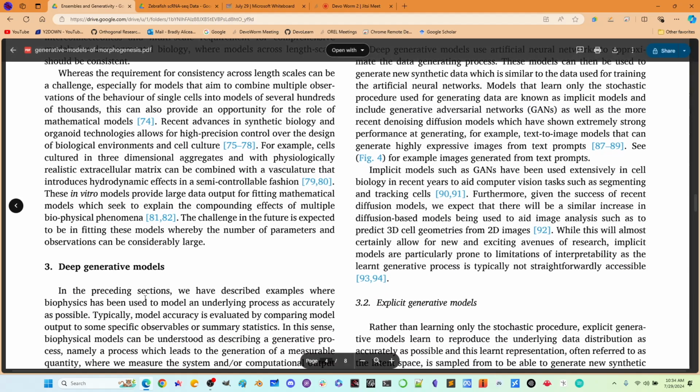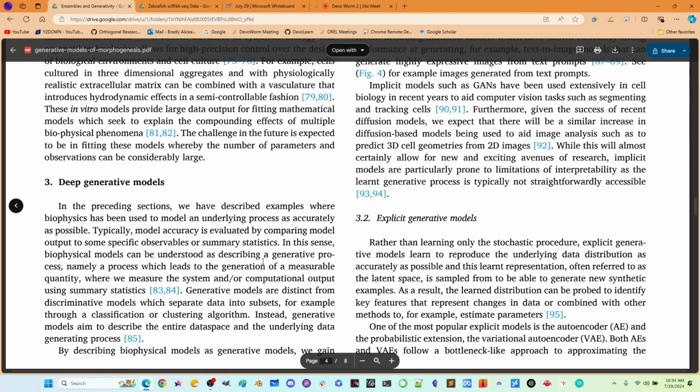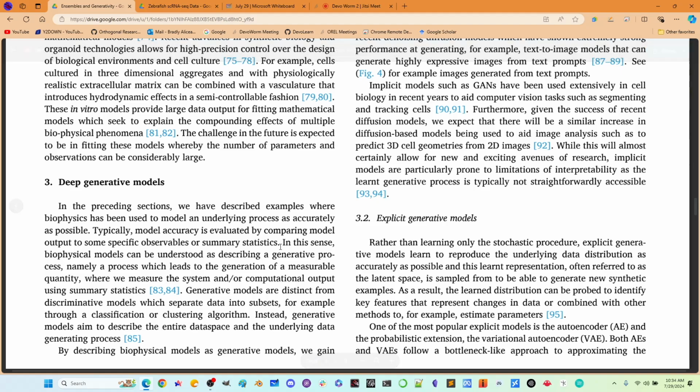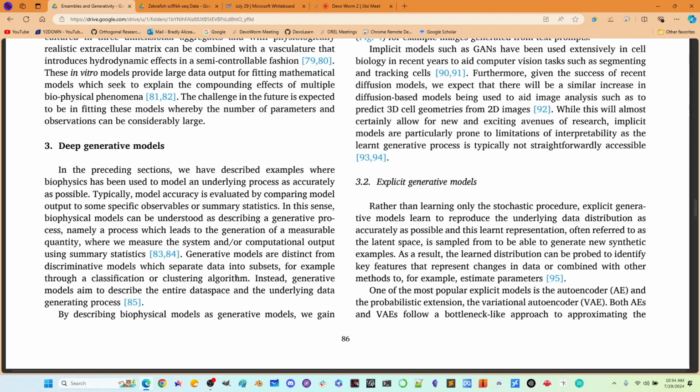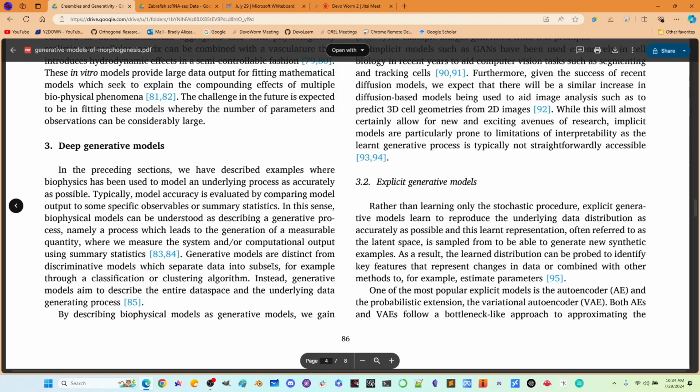So they get into deep generative models here. They talk a little about model accuracy as being evaluated by comparing model output to some specific observables or summary statistics. In this sense, our biophysical models in the last section can be understood as describing a generative process, namely a process which leads to the generation of a measurable quantity, where we measure the system or output using summary statistics. Now, they distinguish generative models from discriminant models, which separate data into subsets, for example, through a classification or clustering algorithm. Instead, generative models aim to describe the entire data space and the underlying data generating process.